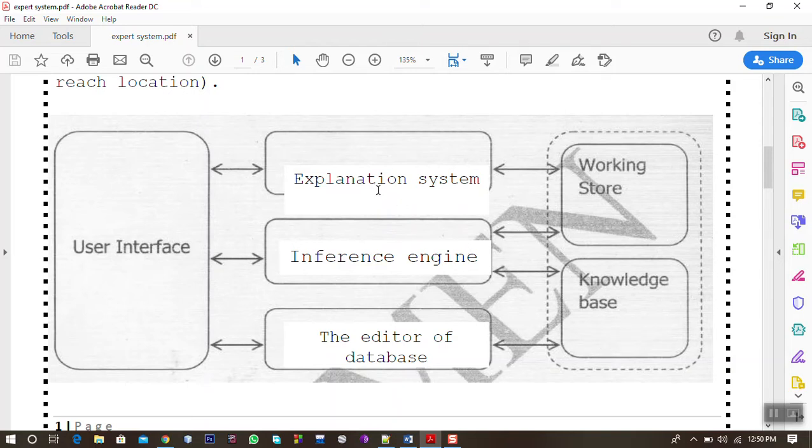So there is an explanation system, there is the inference engine, and there is the editor of the database. The editor of the database is directly connected to the knowledge base. The function of the editor of the database is to ensure that we are capable of updating the knowledge base. Why is this so important? I mean, the editor of the database.